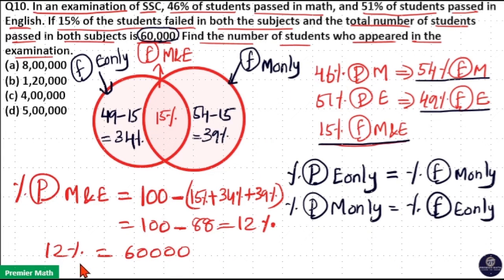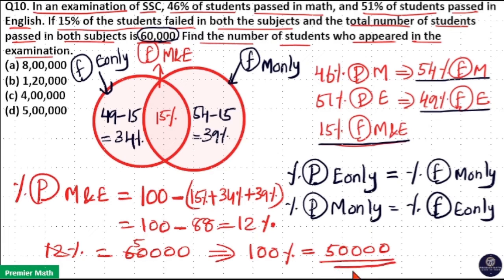60,000. 12 goes 5 times in 60, that is 1% is 5,000, which means the number of students who passed in both the subjects is 100%, which is equal to 50,000. So the total number of students who appeared in the examination is 50,000. So option D is your answer, that is 50,000.